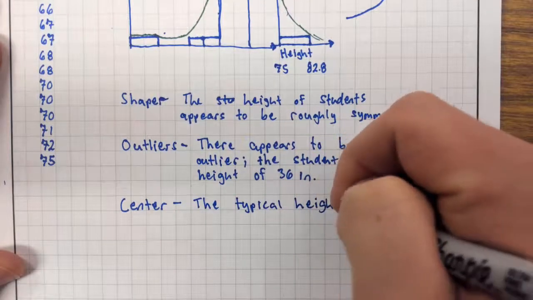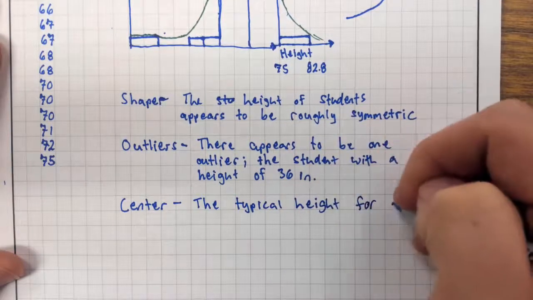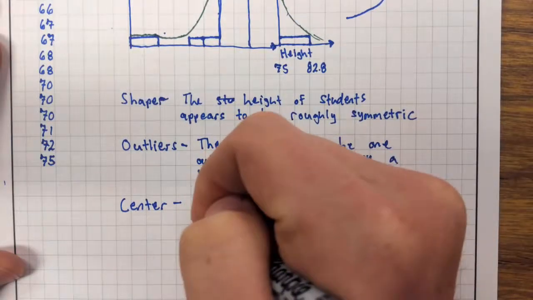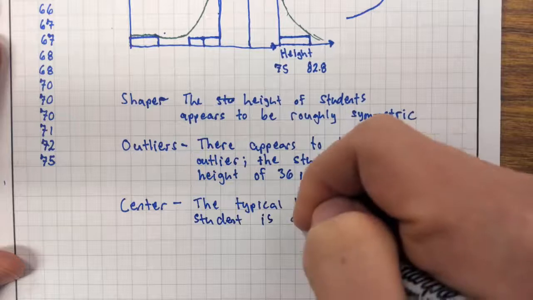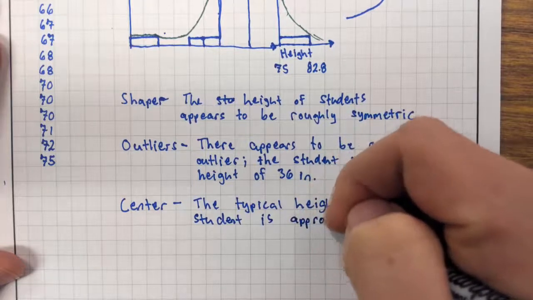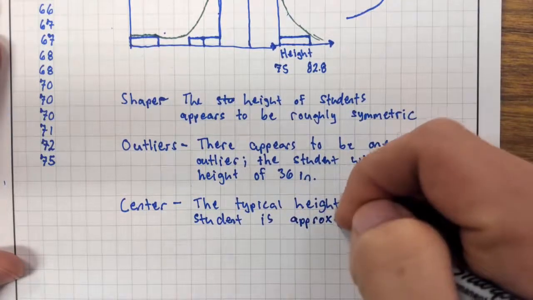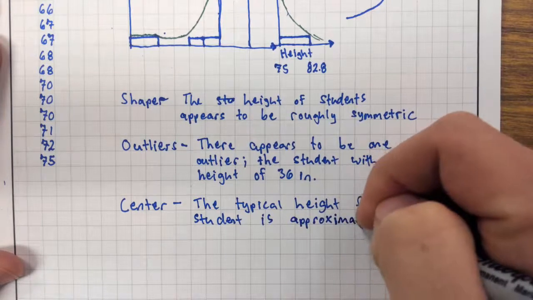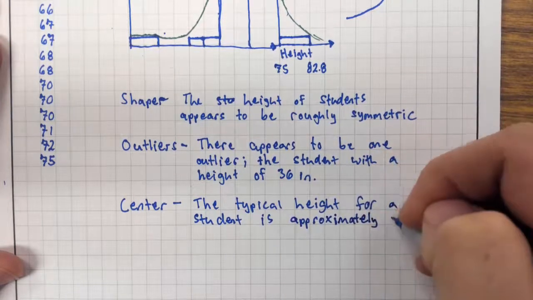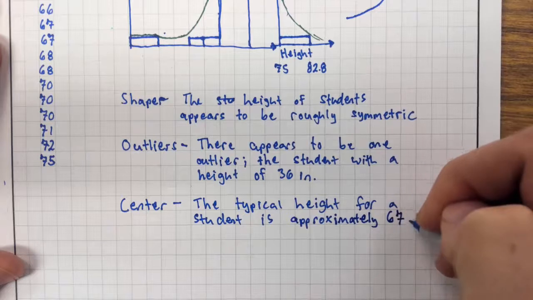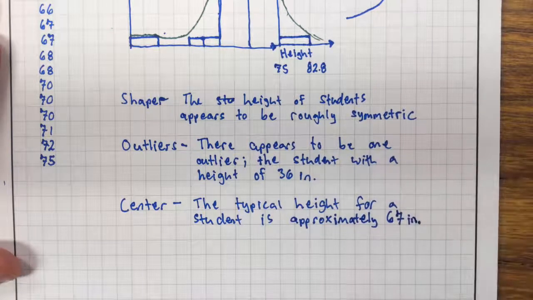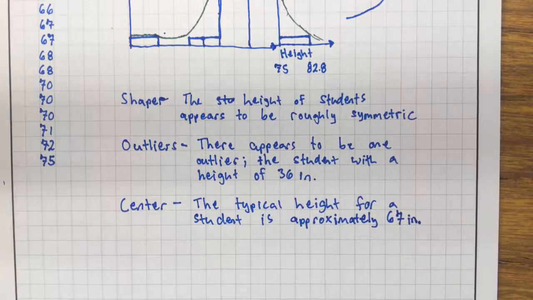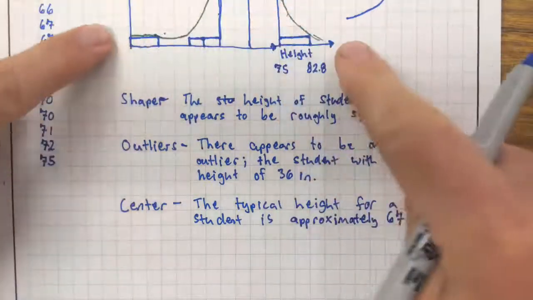for a student, is approximately, we haven't calculated this, we are really just guessing at this point, approximately 67 inches. Seems to be around the most common height. Everybody seems to be centered around that, and then our data gets more spread out.